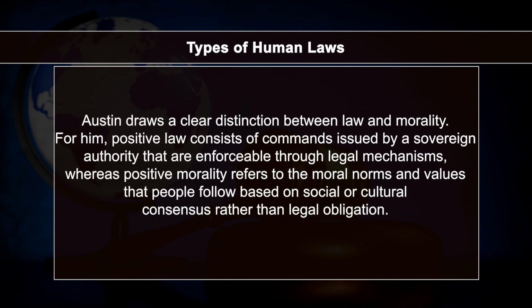Austin draws a clear distinction between law and morality. For him, positive law consists of commands issued by a sovereign authority that are enforceable through legal mechanisms, whereas positive morality refers to the moral norms and values that people follow based on social or cultural consensus rather than legal obligation.